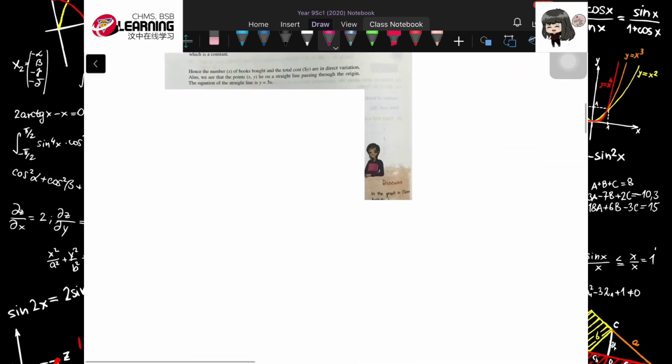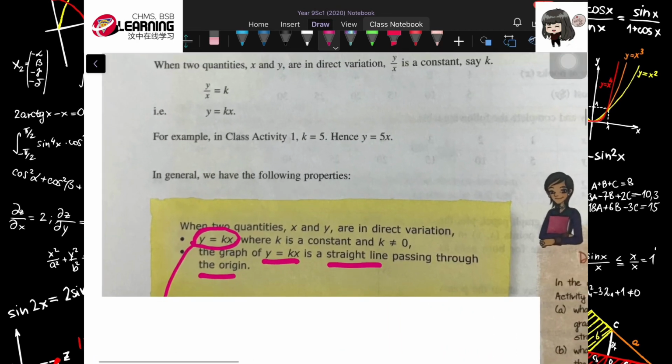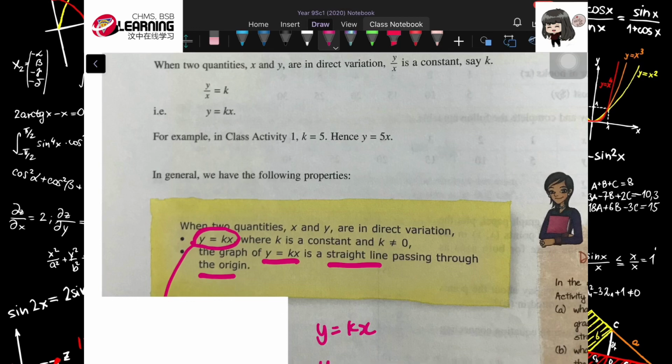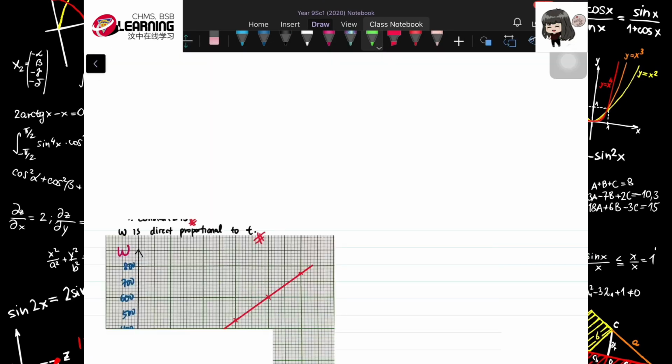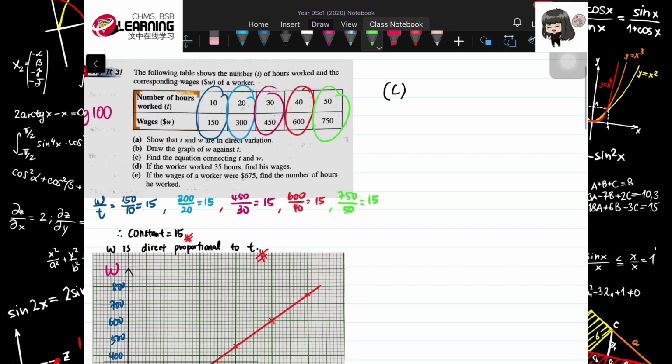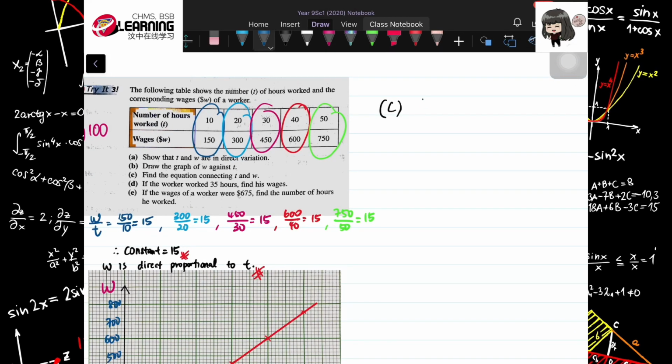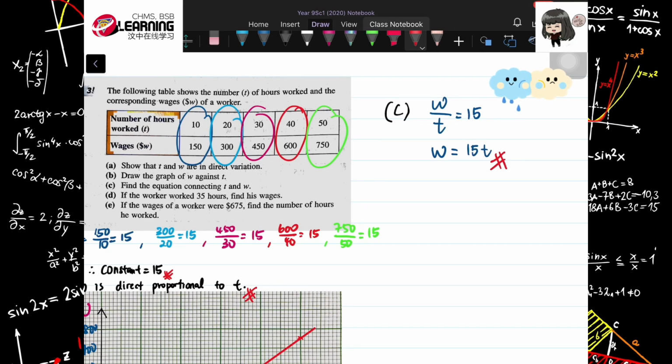So this one also, you copy it down: Y equals KX, where K is a constant. These two are the same. You can copy this or this one, it's the same thing. And Y equals KX is a straight line passing through the origin. So in this question, we found the constant just now, right? W divided by T is the constant, which is 15. So we can say that W equals 15T. Okay, so this is the answer. Find the equation connecting T and W. This is the equation connecting T and W.